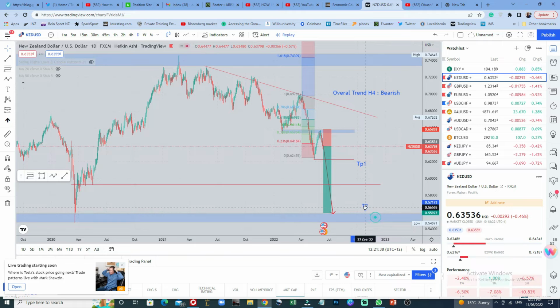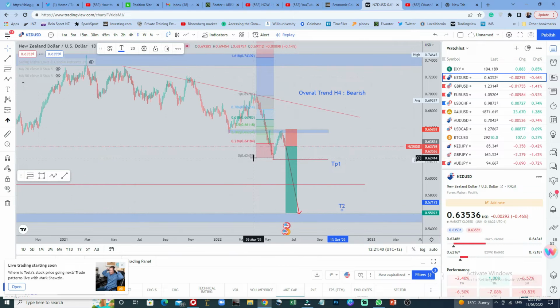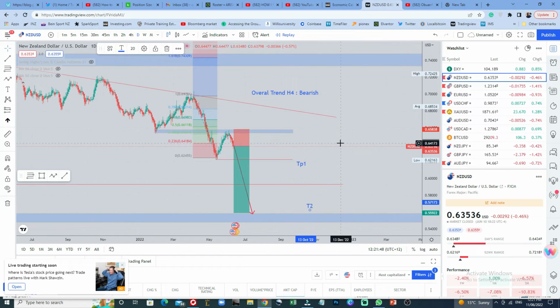But I've traded the market so much that I know this market could go up. USD can just become weak and start going up, because we don't have control over the market, we can only make analysis that gives us an edge. Now that's for NZD USD. This is what I expect in the coming week.